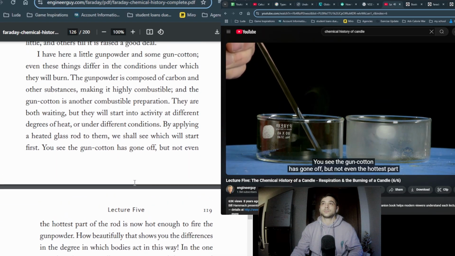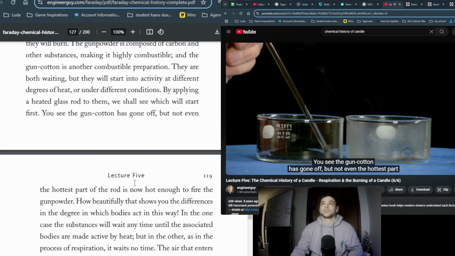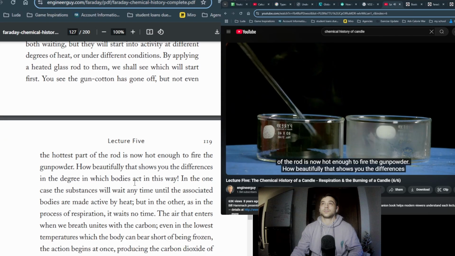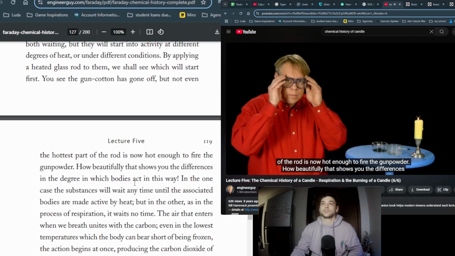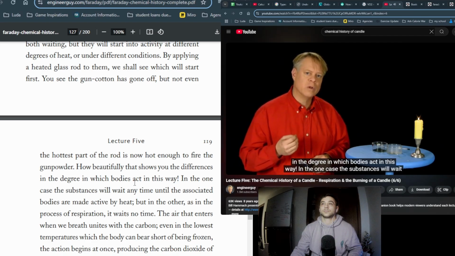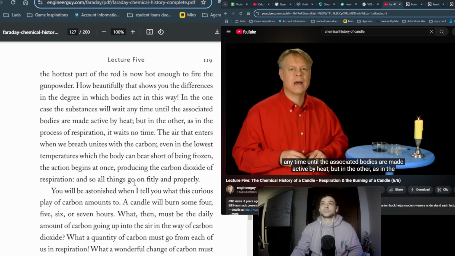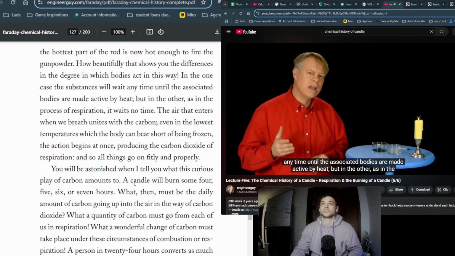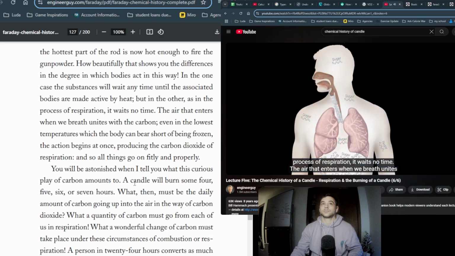You see, the gun cotton has gone off, but not even the hottest part of the rod is now hot enough to fire the gunpowder. How beautifully that shows you the differences in the degree in which bodies act in this way. In the one case, the substances will wait any time until the associated bodies are made active by heat, but in the other, as in the process of respiration, it waits no time.